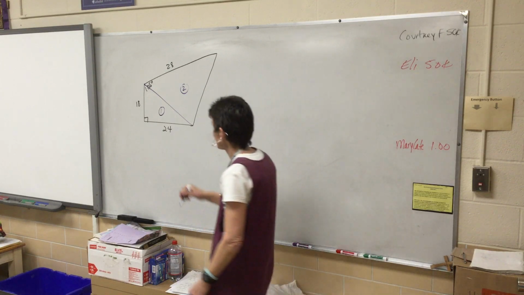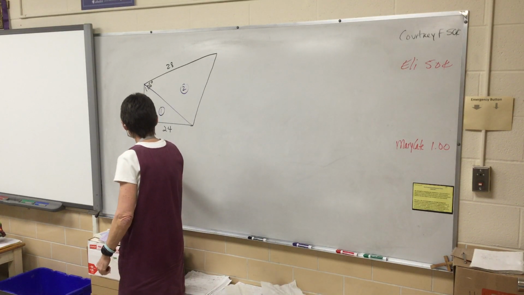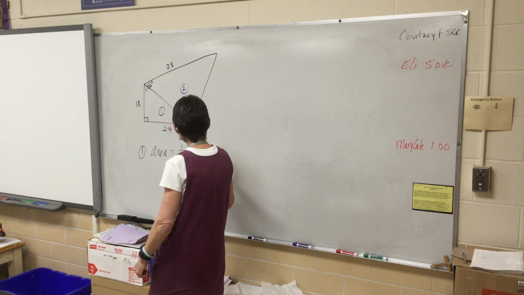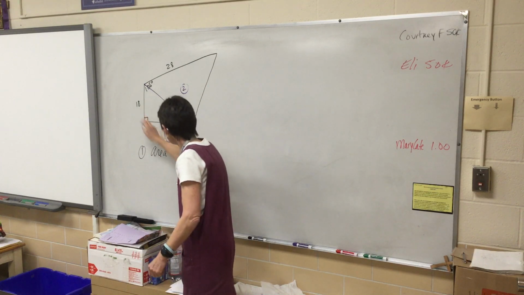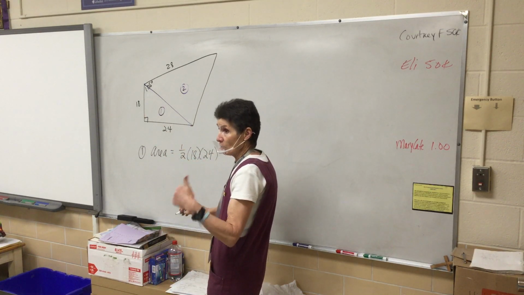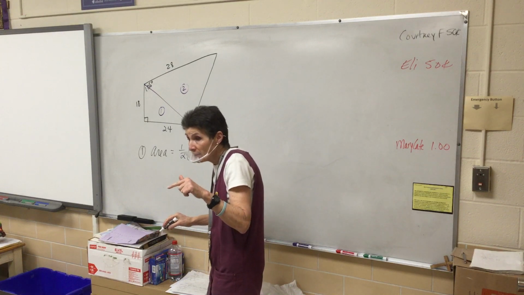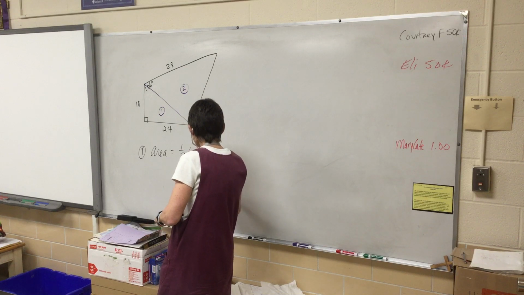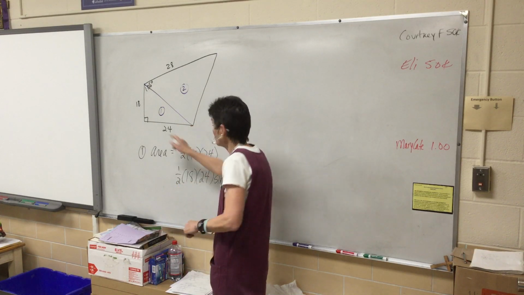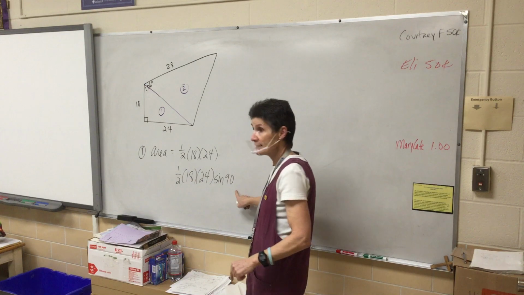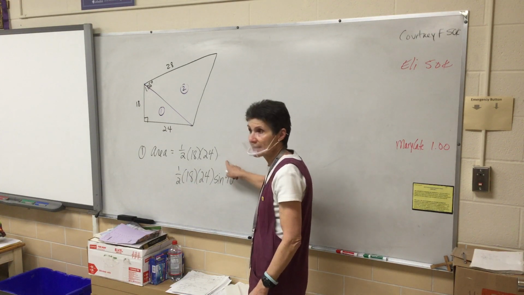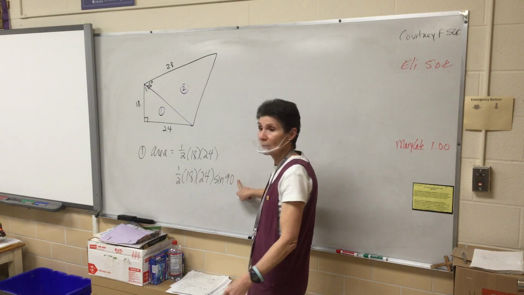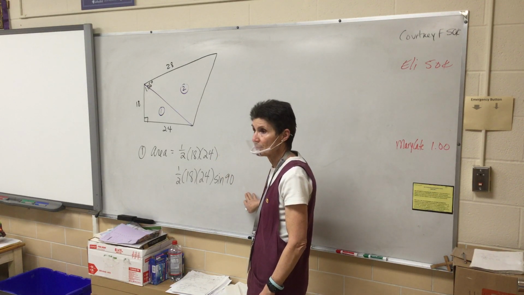One-half base times height, kids, is right there. So the area of triangle 1 will be 1/2 times 18 times 24. That's 1/2 base times height. Now, if you want to use your new formula, you can also say 1/2 side, side, sine of the included angle, which would be 90. The sine of 90 is 1, so these two things are exactly the same. This is 1/2 base times height. This is 1/2 side, side, sine. And they equal the same thing.